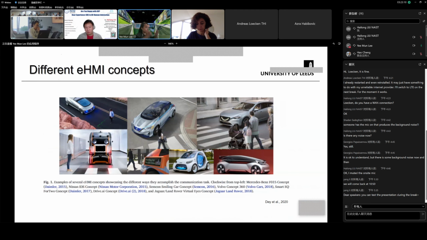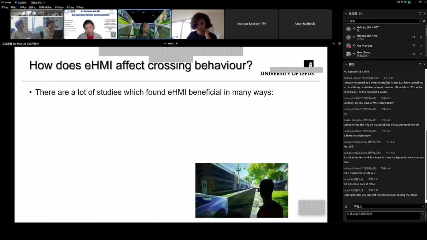So that's basically to remind everyone why we have all these eHMI concepts, which try to solve the problem where there's no onboard driver, there's no hand gesture, and so on. Various concepts came up in the past. You have the eye concept, you have the smiley face, which are all trying to say, I've seen you, I'm yielding for you, I'm decelerating, please cross. Various kinds of messages, and that's why we have different concepts. And lots of researchers have also found that eHMI are beneficial in many ways.